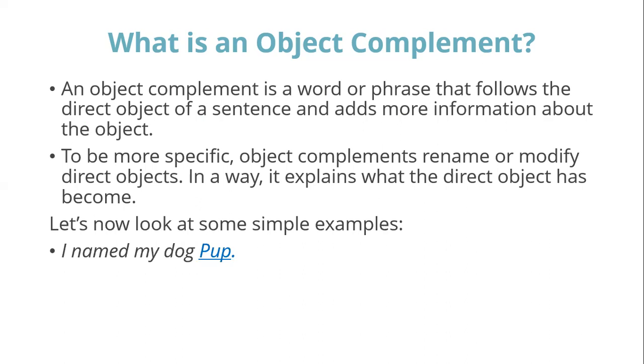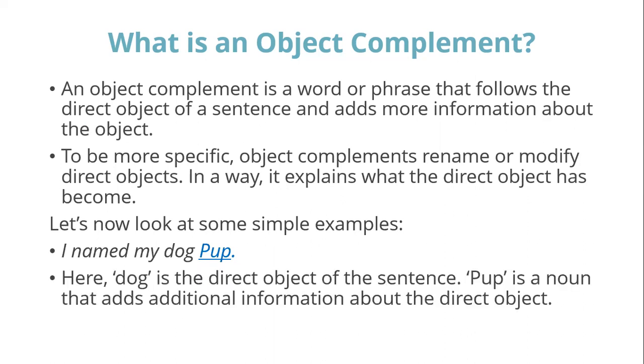I named my dog Pup. I, subject; named, verb; my dog, direct object; and its name, Pup. Pup is what? Pup is the complement of my dog, right? So here, dog is the direct object of the sentence. Pup is a noun that adds additional information about the direct object.